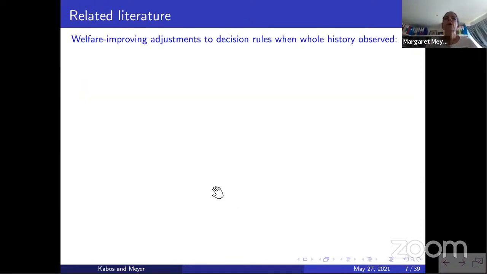Okay, so let me talk briefly about related literature. Of course, there's a huge amount of related literature, and apologies to many of you whose papers I won't have time to mention. I want to mention two classes of papers which are particularly related. The first class is papers that analyze welfare improving adjustments to decision rules in settings where agents observe the whole history when it's their turn to act.